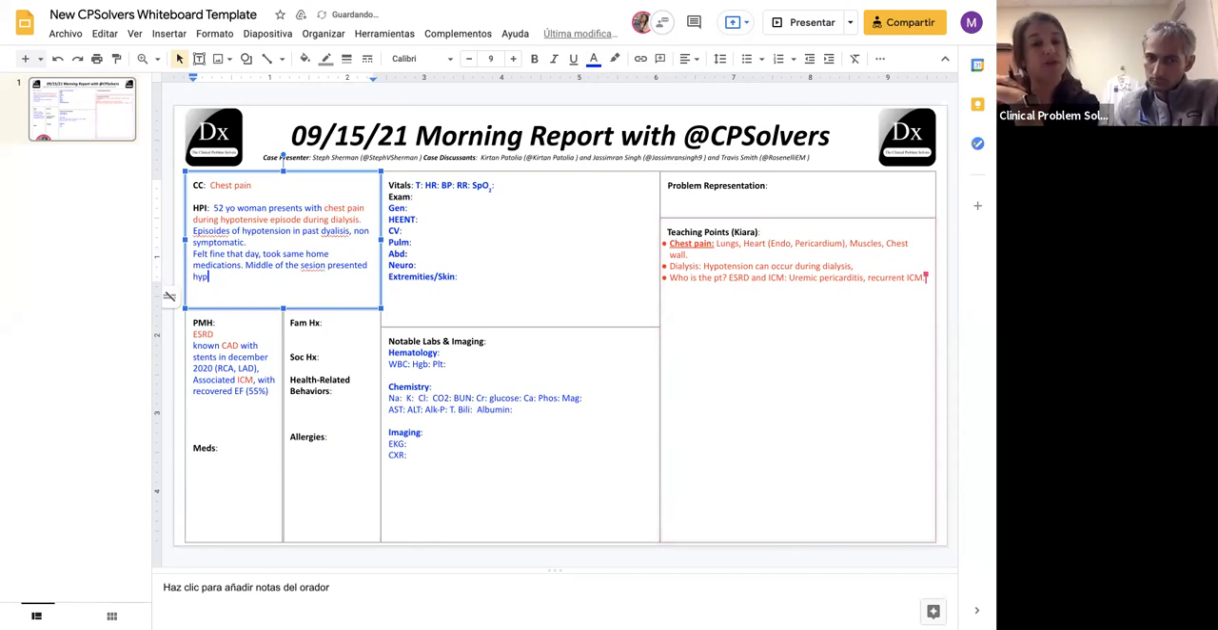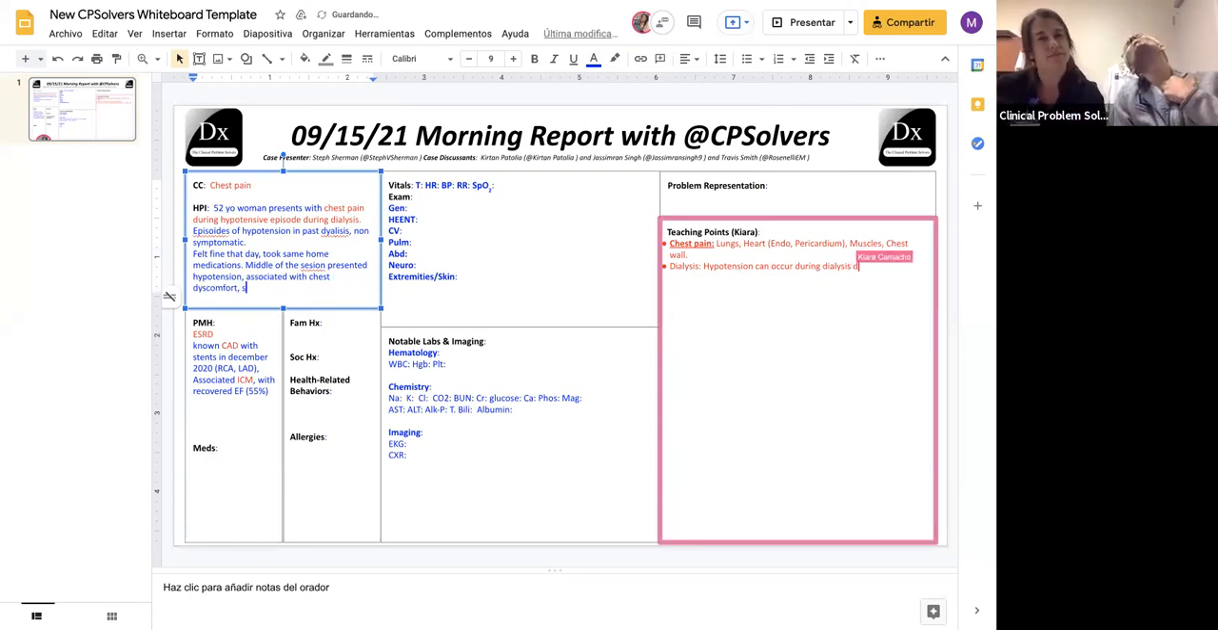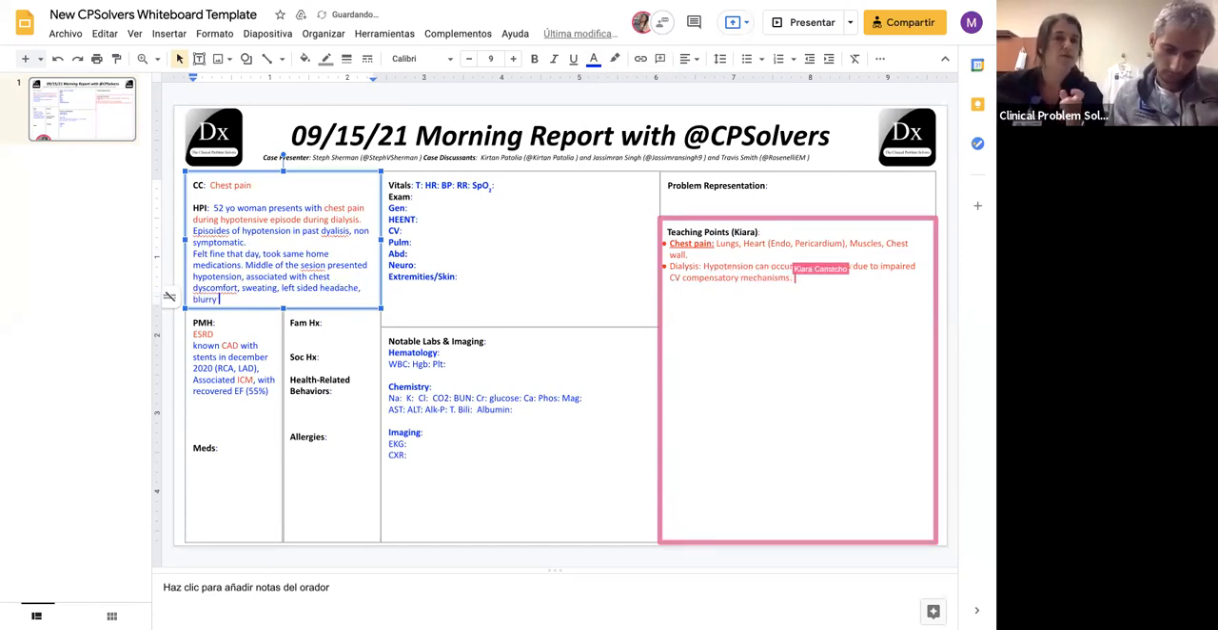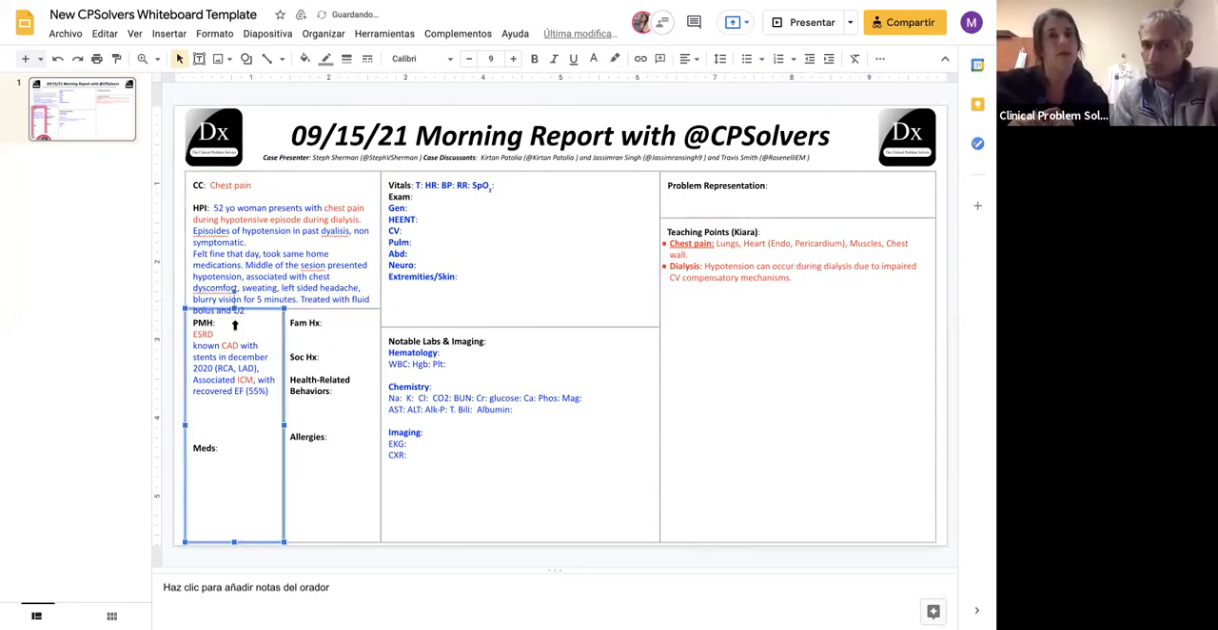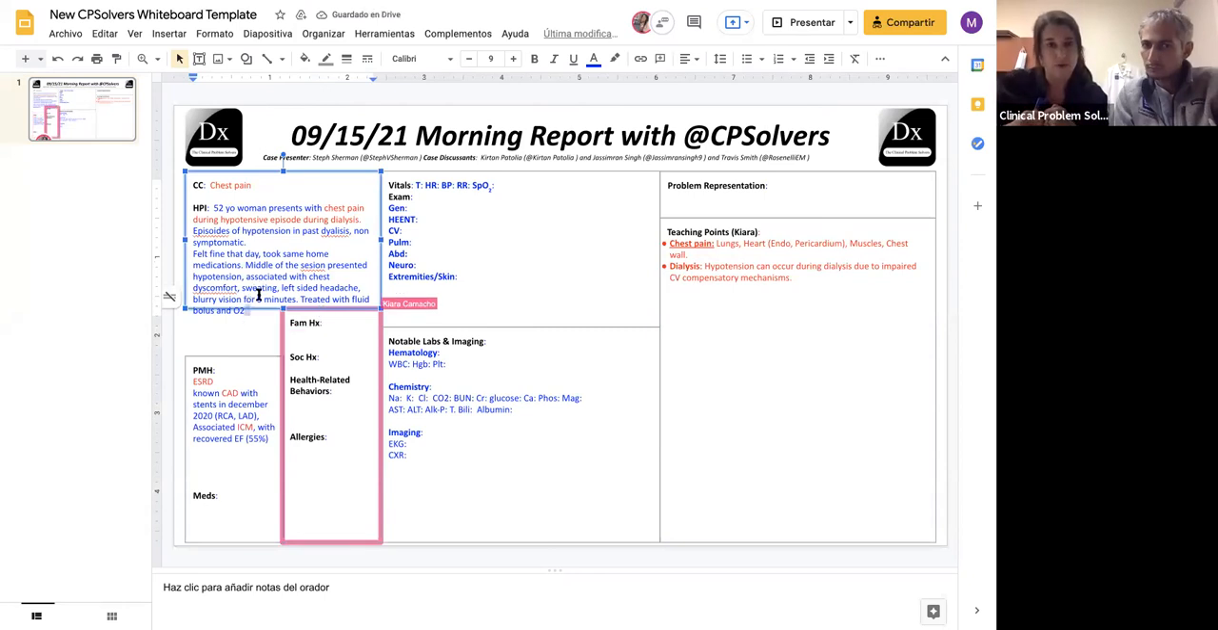And unlike prior episodes, she felt badly with chest discomfort, really a pressure, some sweating, left-sided headache, and blurry vision. This lasted for about 5 minutes. She was treated with a small fluid bolus, I don't know how much, and then supplemental oxygen, although we do not know that she was actually hypoxemic at all. And everything resolved in 5 minutes. But given the severity of her symptoms, she was sent to the emergency room.